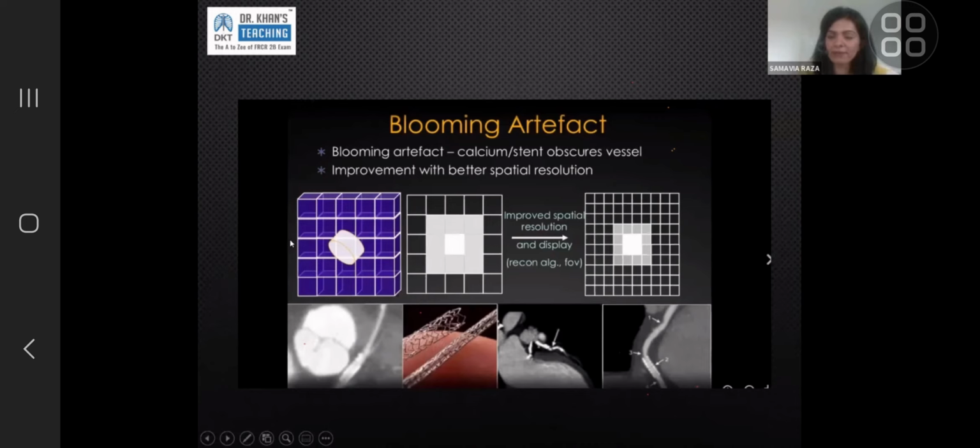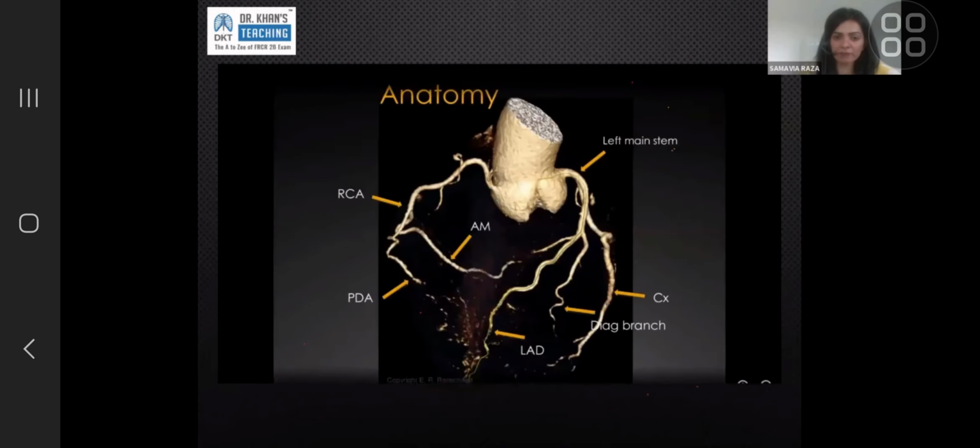With the better scanners and the higher resolution, if the factors are right, the kV is enough to penetrate through the metal, the mAs are enough to contribute enough photons to the image, and obviously the post-processing techniques. But blooming artifact is a significant issue in cardiac imaging because of the calcium and the metal, both being the main issue for image interpretation.